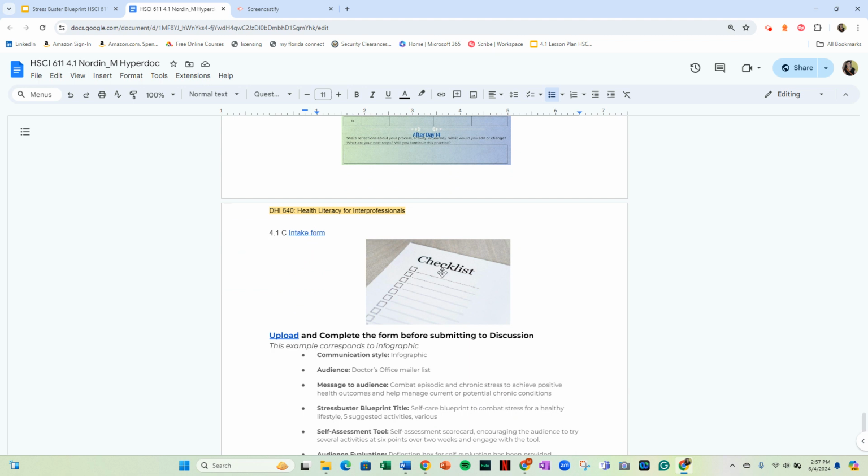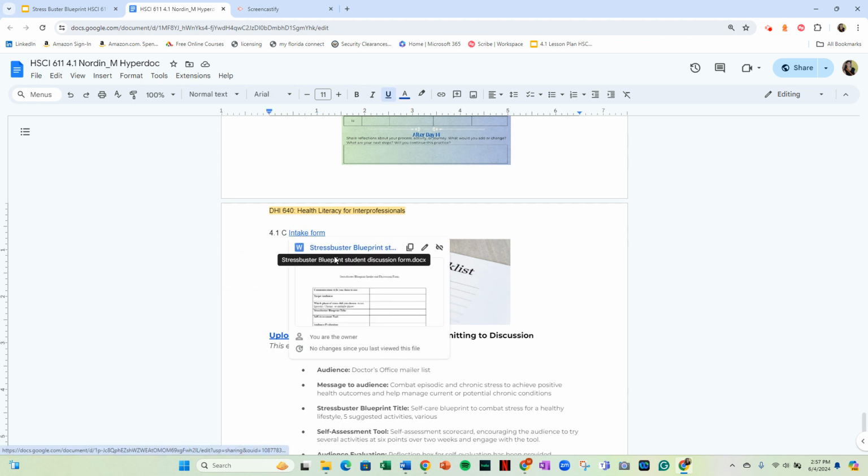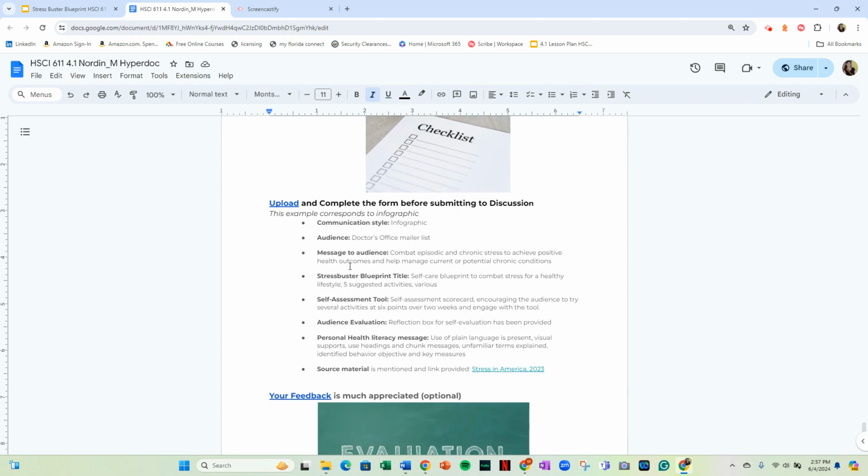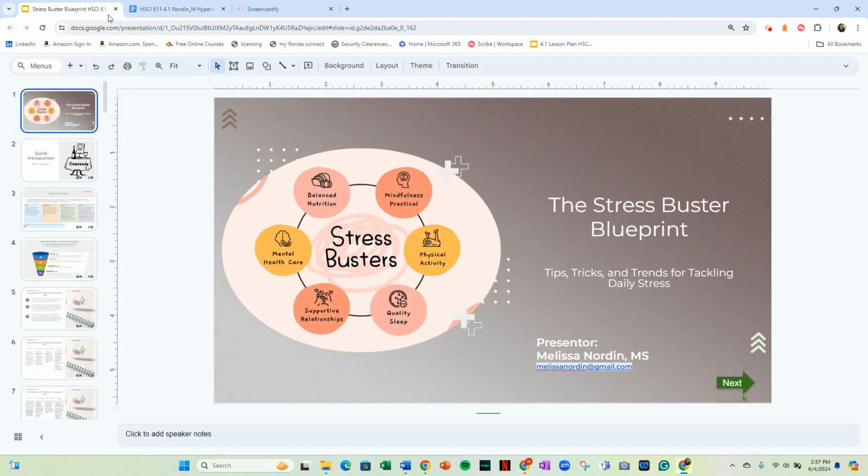When you've completed everything, there is an intake form that I've also created for you to fill out. It gives a little bit of background for your fellow classmates. The infographic, or whatever you choose, will be due on a Thursday, and then you'll have to show those on a Sunday to your classmates.